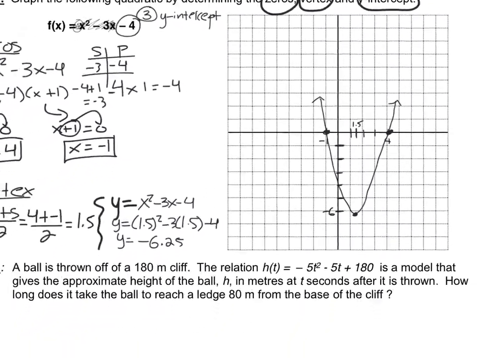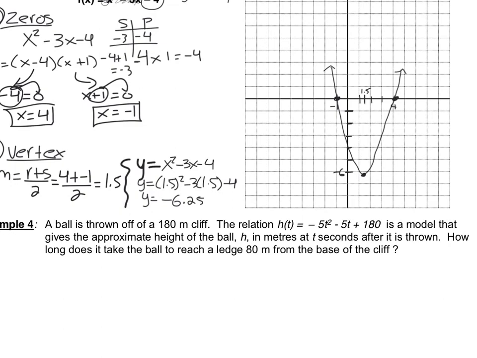The last example that we're going to work on together is a more complicated word problem. A ball is thrown off a 180-meter cliff. The relation in height is given by the formula negative 5t squared minus 5t plus 180. It gives the approximate model of the height of the ball, h in meters, and t time in seconds after it's thrown. Now here's the tricky part: how long does it take the ball to reach a ledge 80 meters from the base of the cliff?